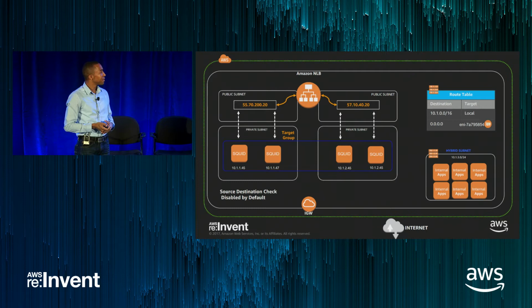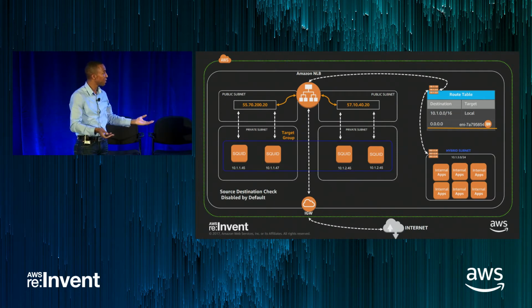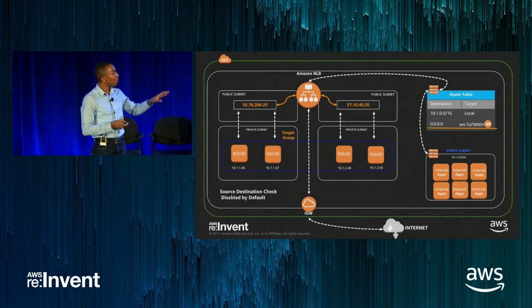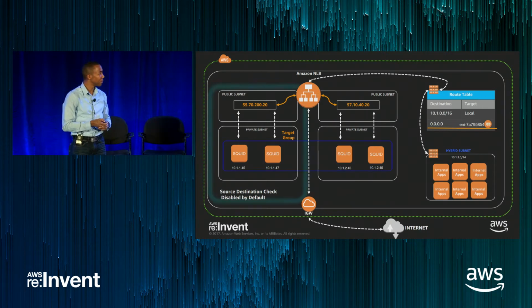So your internal apps would route traffic to your ENI, and then that traffic goes to your network load balancer and gets distributed across your Squid farm. Now, I want you guys to remember this slide because I'm going to build up on it as we go along.